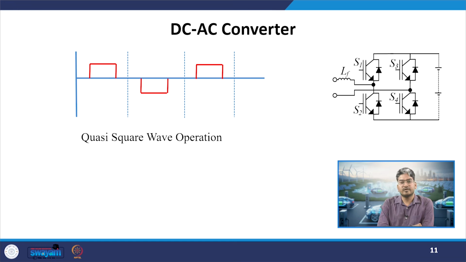Then, what was the next solution which was proposed? Instead of generating a square wave, can I generate a quasi-square wave? What is a quasi-square wave? It will have a finite zero duration.